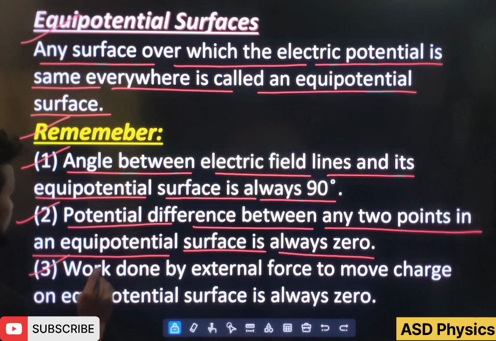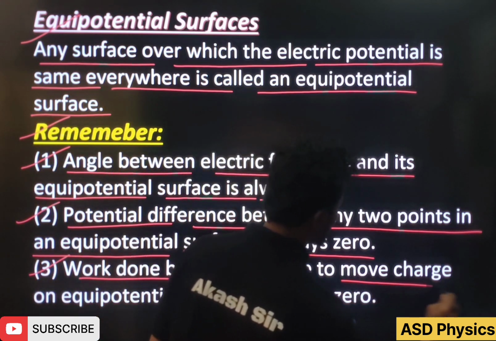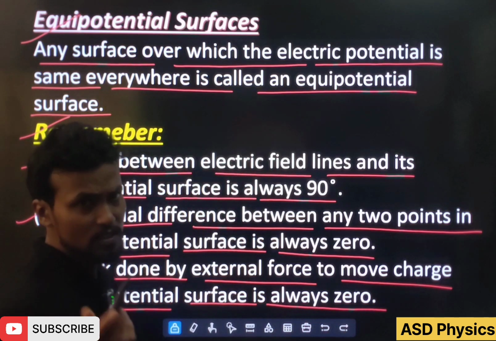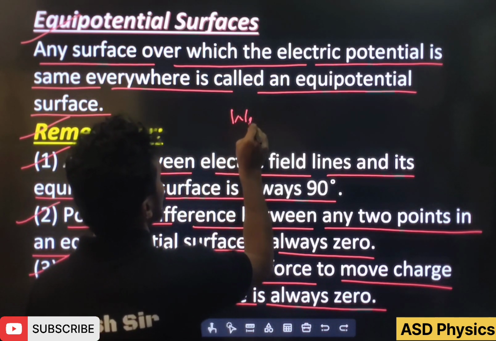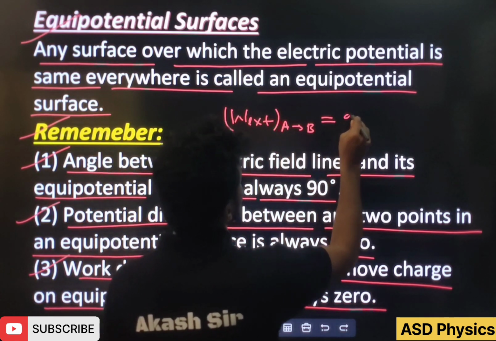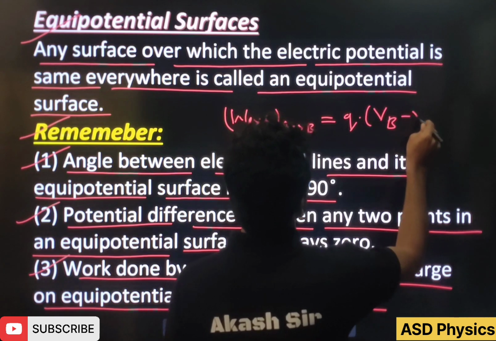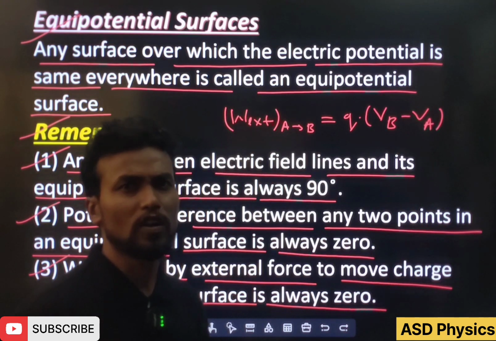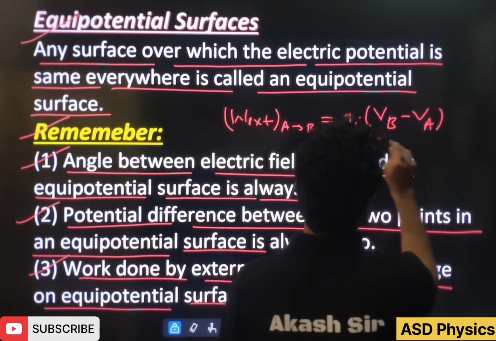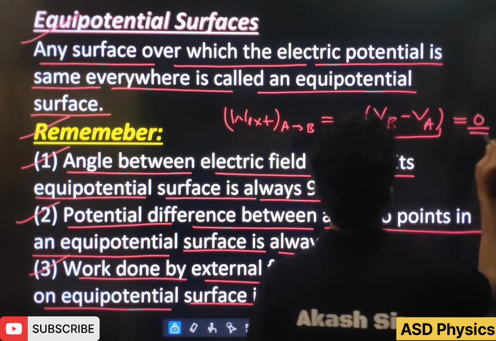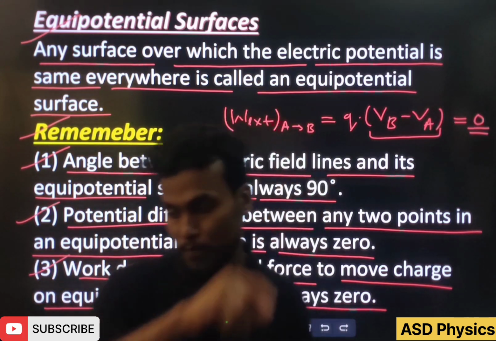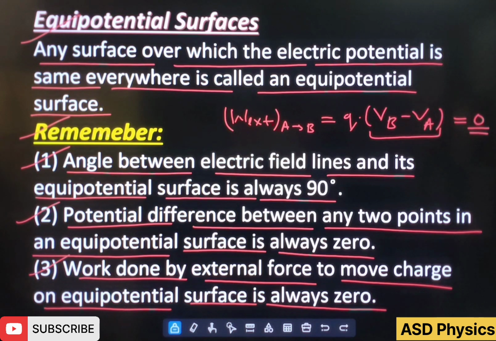And the last one: work done by an external force to move a charge on an equipotential surface is always zero. How can we tell? Because I have taught you that work done by the external force to move a charge from A to B is given by Q into (VB minus VA). This basic we know. The potential difference on the equipotential surface is 0, so as this difference is 0, the work done by the external force to move any charge on the equipotential surface is 0. Please remember that these 3 points are very, very important.